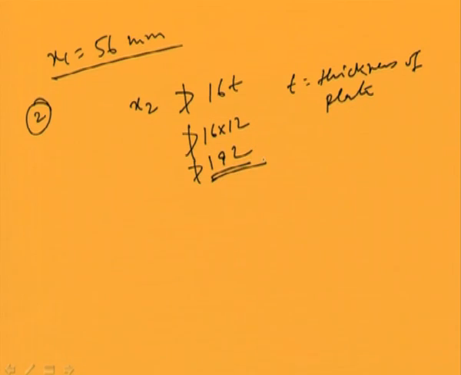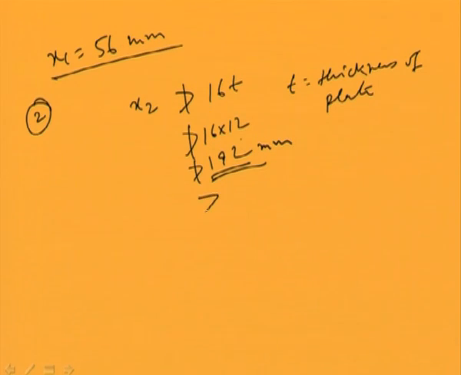So as per the codal provision, the clear spacing between intermittent welds should not be more than 16 T, that means 16 into the thickness of the plate, which is 12, that means it should not be more than 192 millimeter. This is one thing. Second thing is, in any case it should not be greater than 200 mm. That means if it is more than 192, say 300, then we should take 200. So now with this we can assume the value of x2. Now say assume the x2 value as 180 mm.